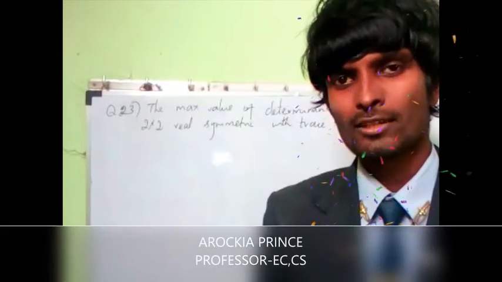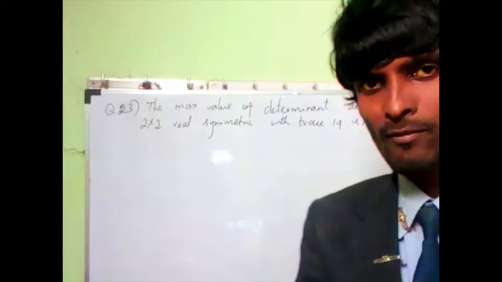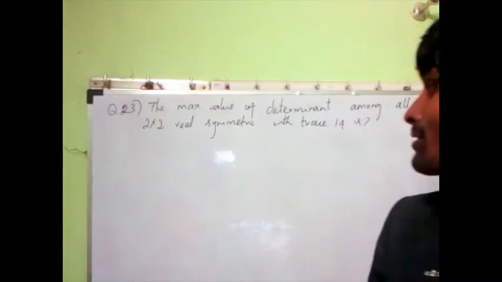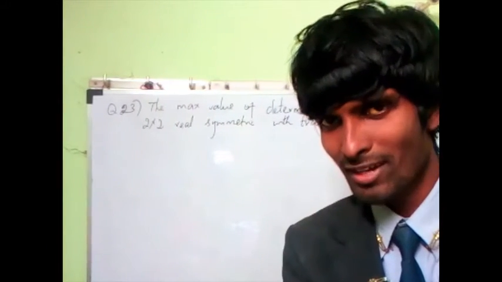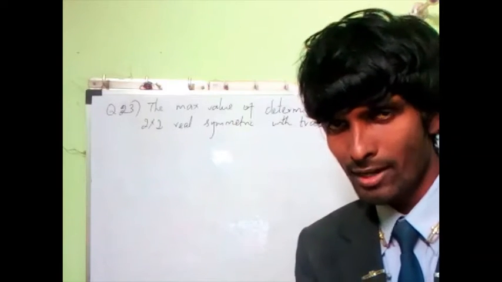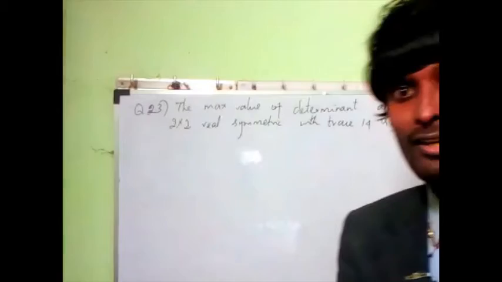Students, our question number is 23. Question number 23 is about the maximum value of a determinant. The maximum determinant among the 2x2 real symmetric matrices. Because they have asked about the 2x2 matrix only, and it should be real and should be symmetric, with the trace of 14.